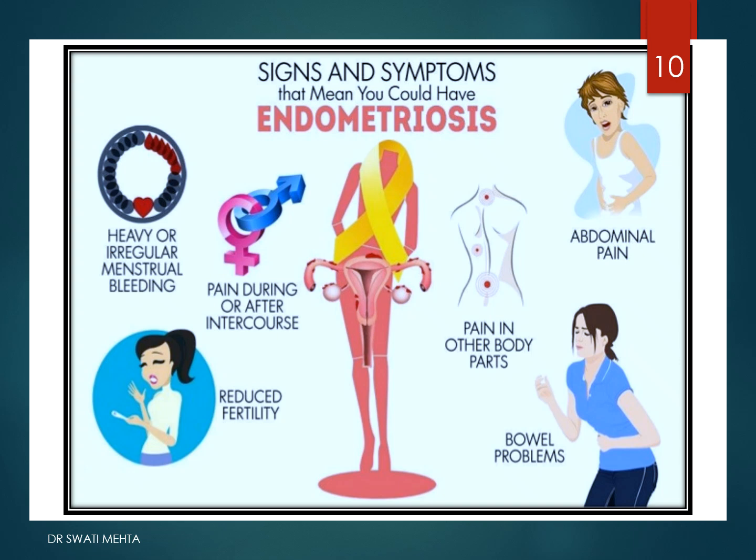This slide visually demonstrates how endometriosis can affect multiple pelvic organs and contribute to chronic pelvic pain and reproductive dysfunction. We can see here pain during or after intercourse, reduced fertility, pain in other body parts, bowel problems, abdominal pain, and heavy or irregular menstrual bleeding. These are the signs and symptoms of endometriosis to keep in mind.